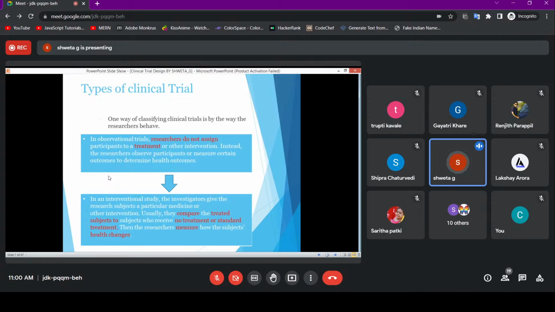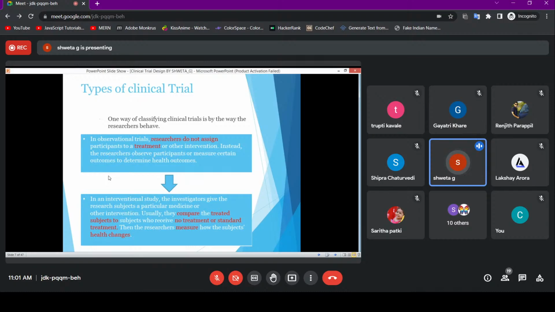In observational study also there are two types of study. One is cohort study and the other is case control study. A cohort study is also known as a prospective study or a future study. In this, we predict the future on the basis of risk factor. Suppose a person is smoking. So in future, what can happen with the smoking? Can anyone tell? Lung cancer. Yeah, very good.